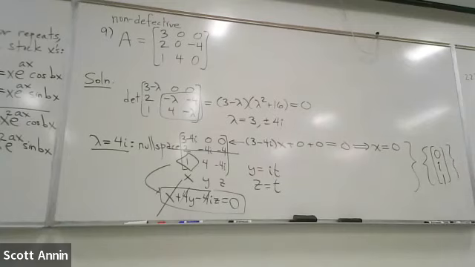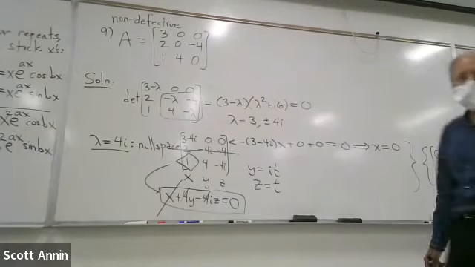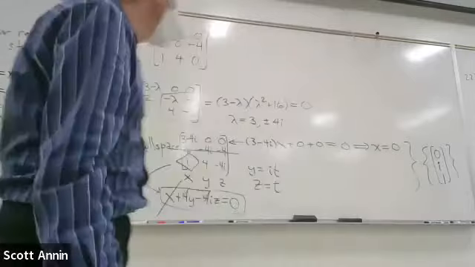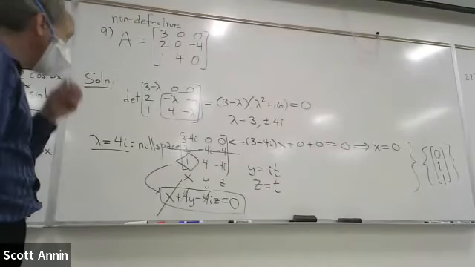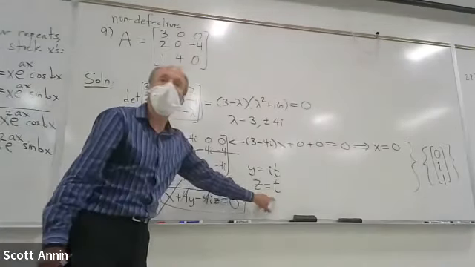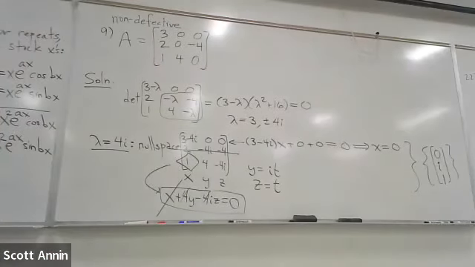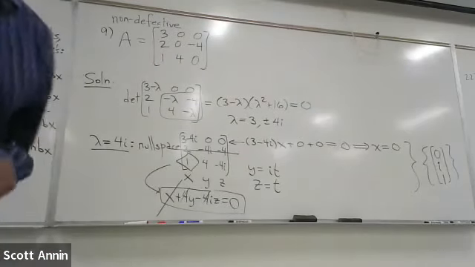Really quick, if you got the right lambda and you did EROs, you should get free variables. That's what we got here. You have to get free variables out of this. Okay.